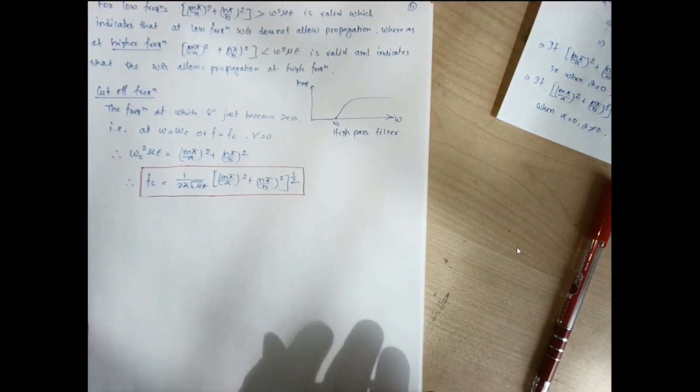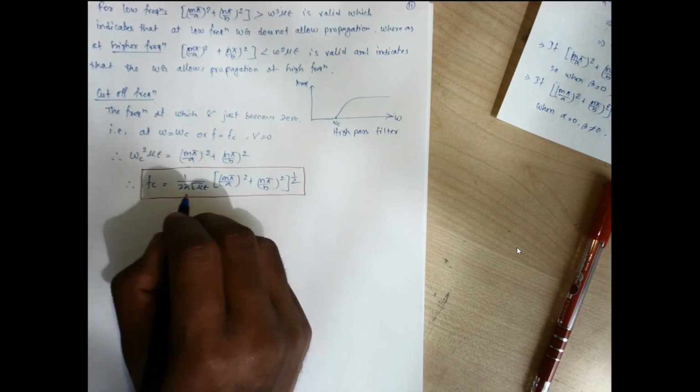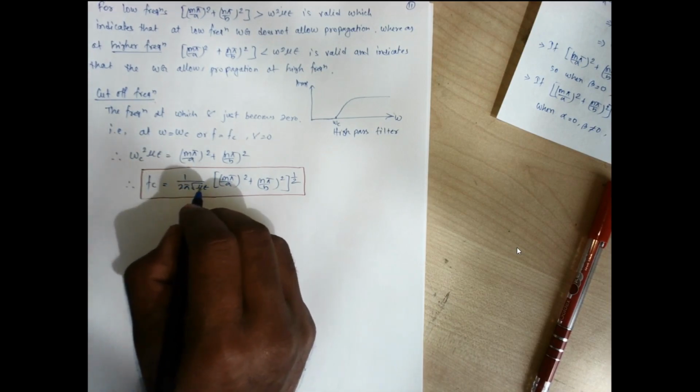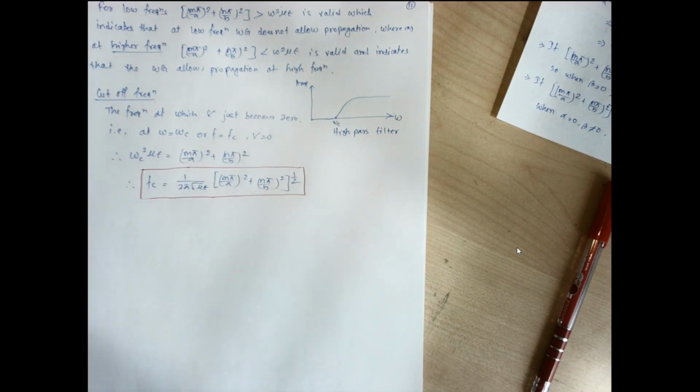So obviously this cutoff frequency depends not only upon the medium inside the waveguide, it also depends upon the physical properties of the waveguide, that is a and b. a and b are the dimensions of the waveguide. It is the broader dimension, it is the narrower dimension. So this cutoff frequency depends not only on the medium properties inside the waveguide but also on the physical properties of the waveguide.